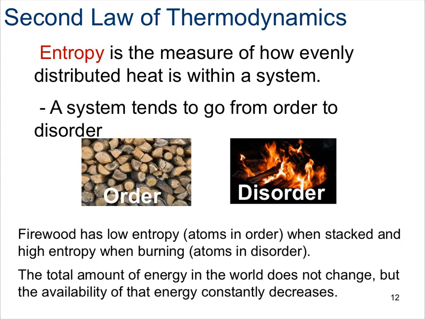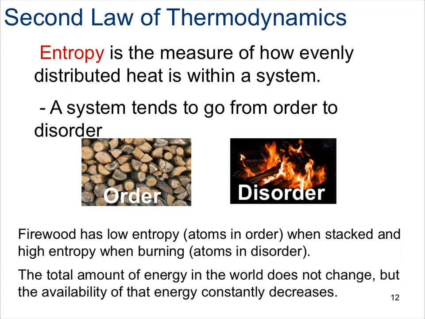But it also explains why energy cannot be reused again and again. It states that as energy changes forms, its usefulness decreases, as we will always lose some of it to heat. Entropy is the measure of the amount of unusable energy in a system. The total amount of energy in the world does not change, but the availability of that energy constantly decreases. The second law of thermodynamics also states that the efficiency of any system must always be less than 100%.